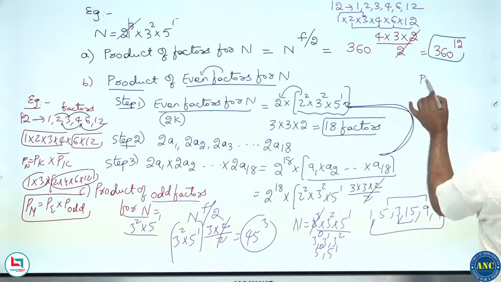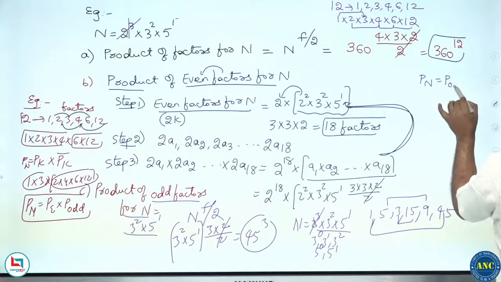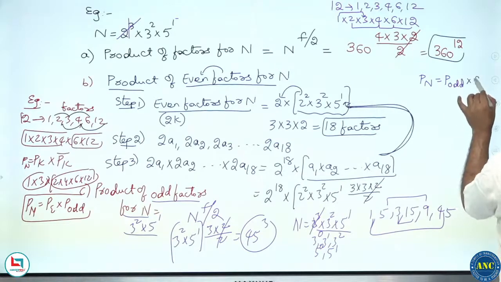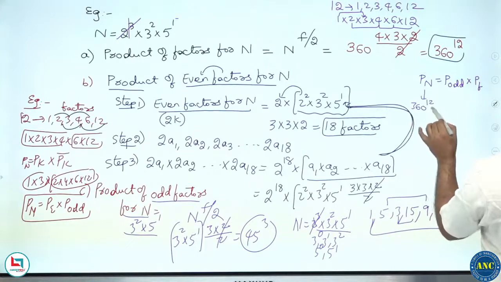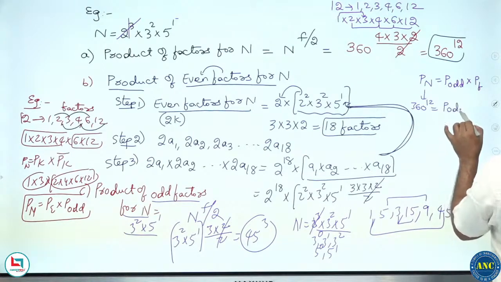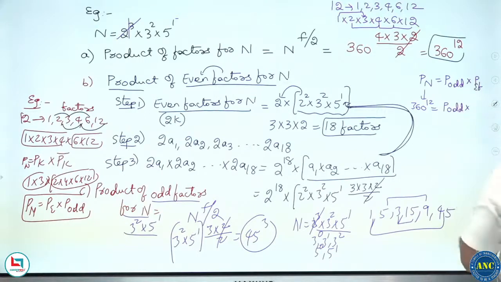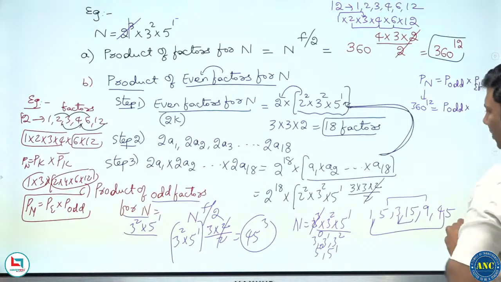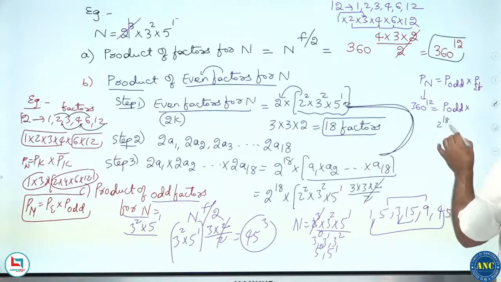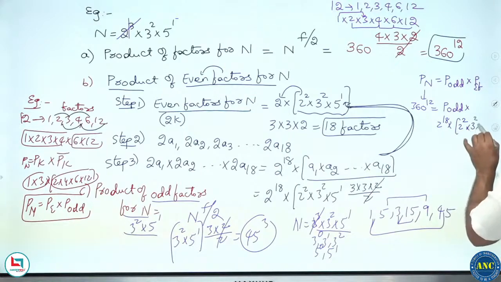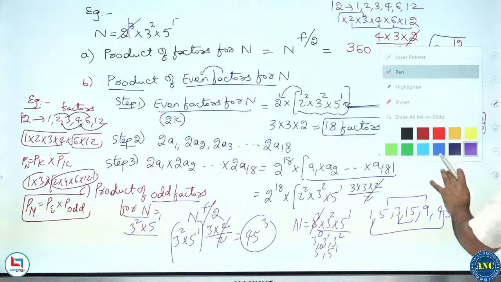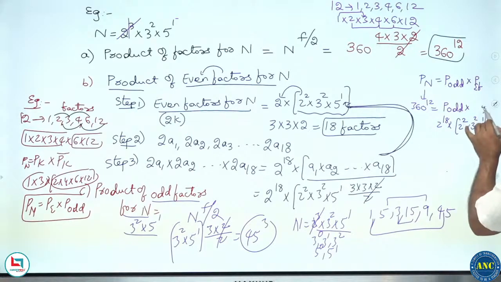So let me use this logic. Pn is given by product of odd factors into product of even factors. Pn is 360 power 12, product of odd factors into product of even factors. What is the answer that we got? 2 power 18 into 2 square. Oh, 2 square it is. Okay, understood the mistake. 2 square into 3 square, 5 power 1, power 9. Here I did a calculation mistake. So this will be power 9.